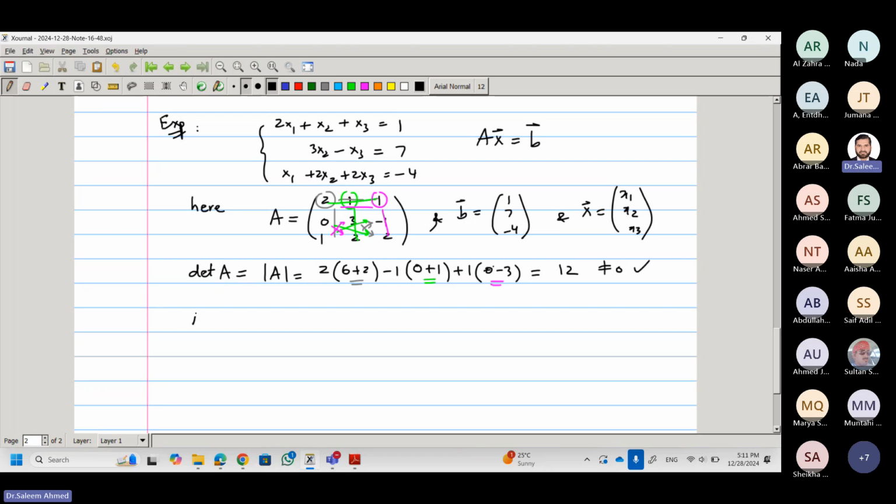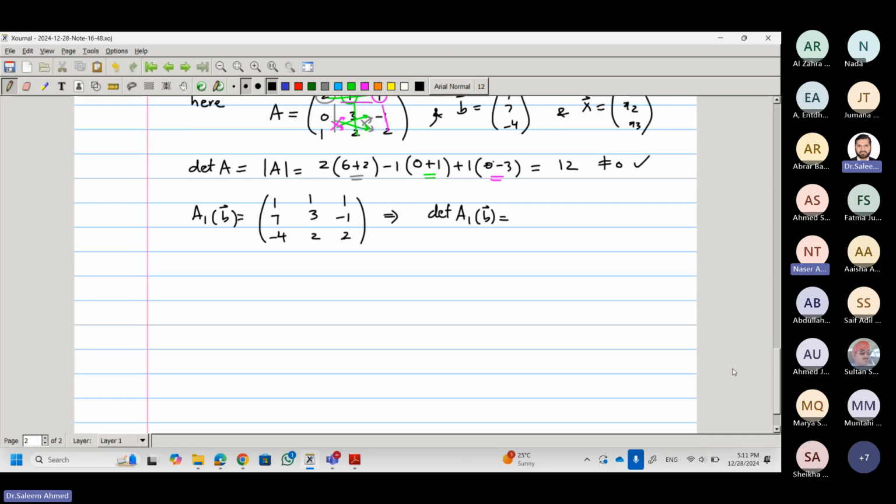Now we will define A1B. So A1B means replace this B vector in the first column. The second column 1, 3, 2 is the same. The third column 1, minus 1, 2 is the same. Right? And now you can find the determinant of that as well. Determinant of A1B. So first we can write these three matrices, then we can find the determinant.